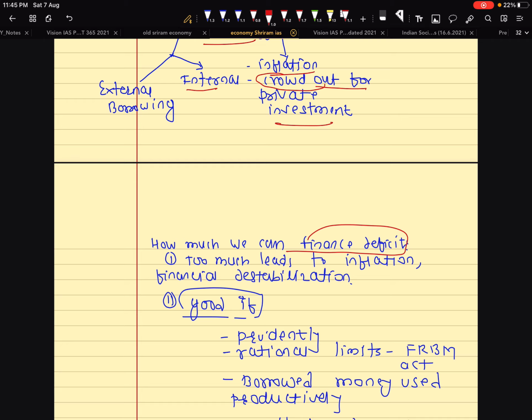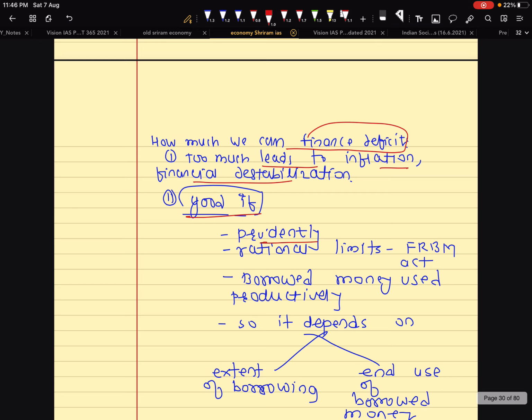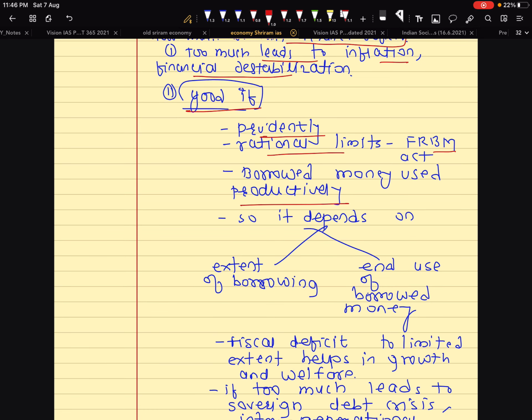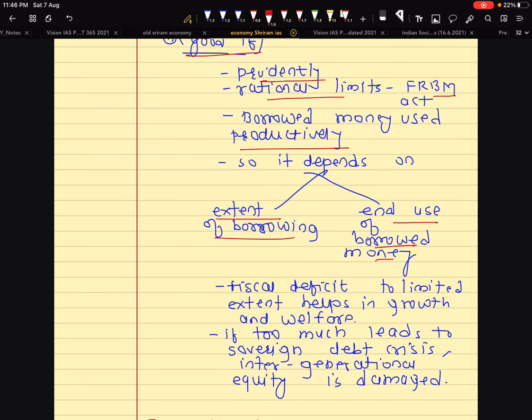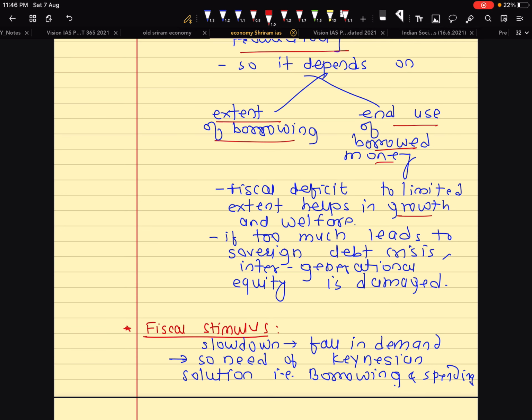So what is a healthy fiscal deficit? Too much leads to inflation or financial destabilization. A fiscal deficit in small amounts is good if it is used prudently and within rational limits, like using the FRBM Act, or if the borrowed money is used for productivity or asset creation. So it depends mainly on two things: the extent of borrowing, how much we are borrowing, and the end use of the borrowed money, whether you are using it for asset creation or any other productive use. Then a fiscal deficit to a limited extent helps growth and welfare, but if it is too much, it leads to a sovereign debt crisis or intergenerational equity is damaged.